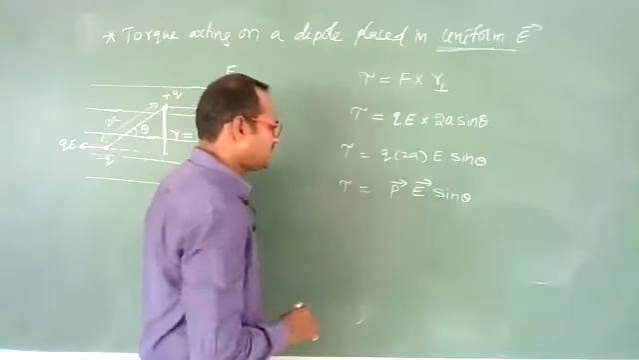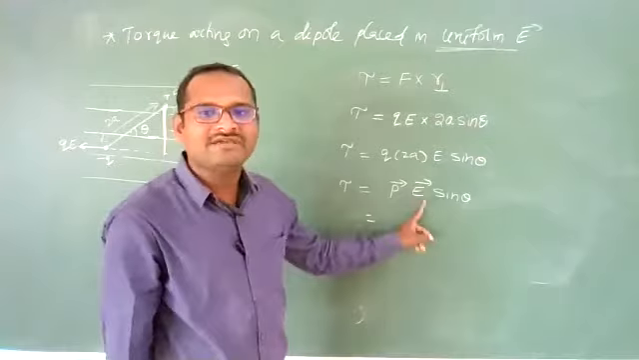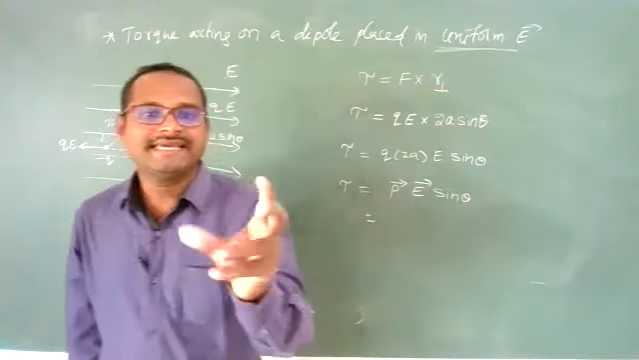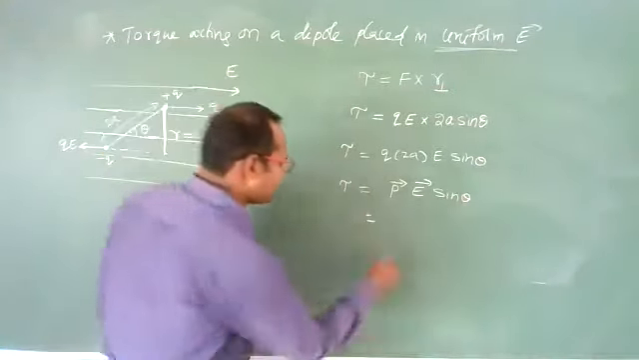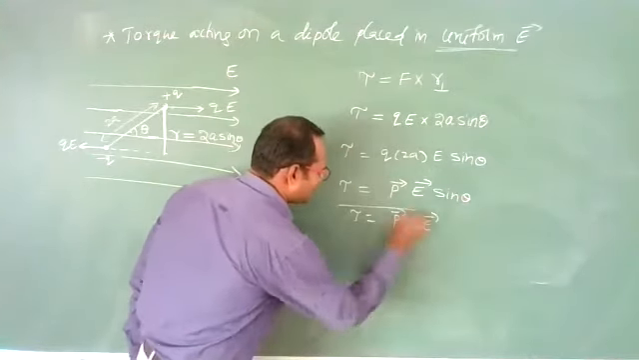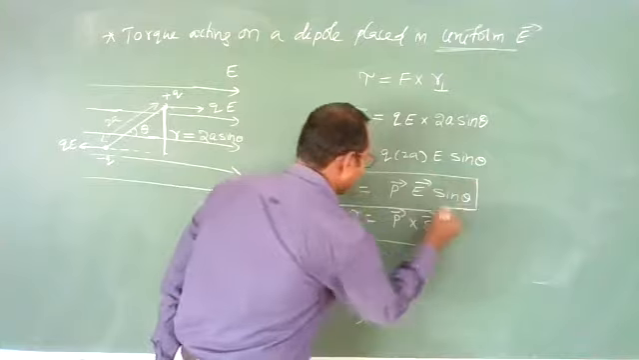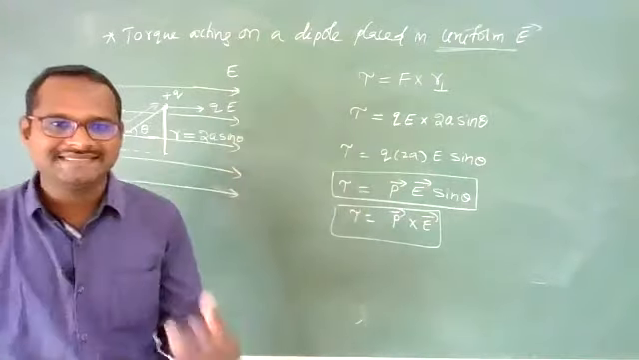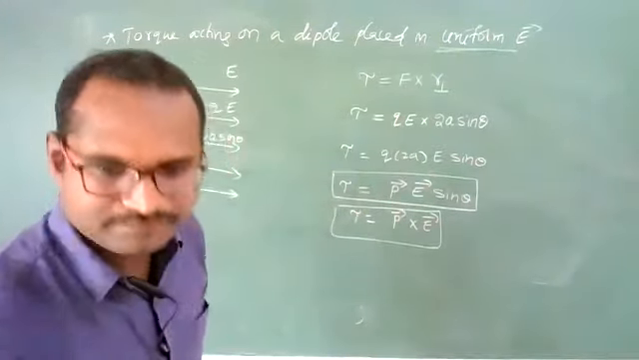Clear? Yes. See, this is in the form of AB sin theta. You can write it as A cross B. That means it is P cross E. So the torque acting on a dipole formula is what? P E sin theta, or P cross E.